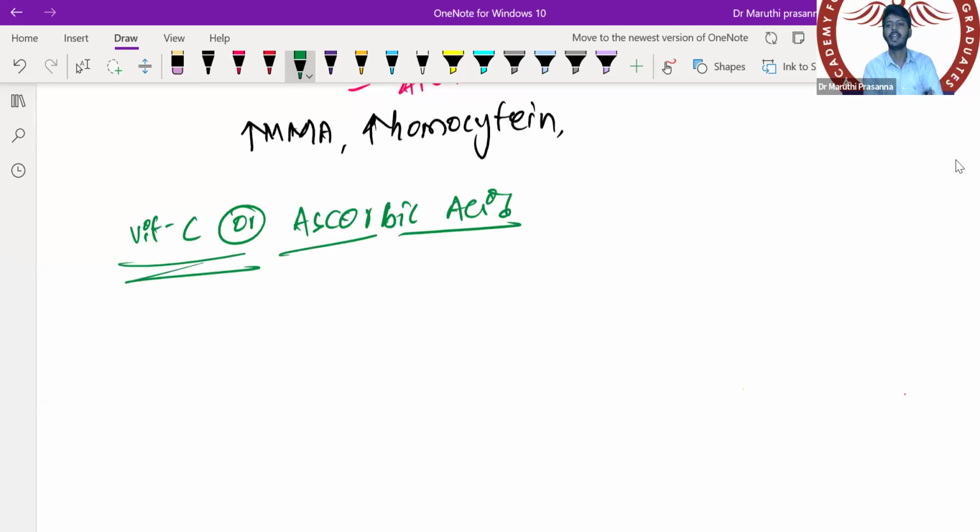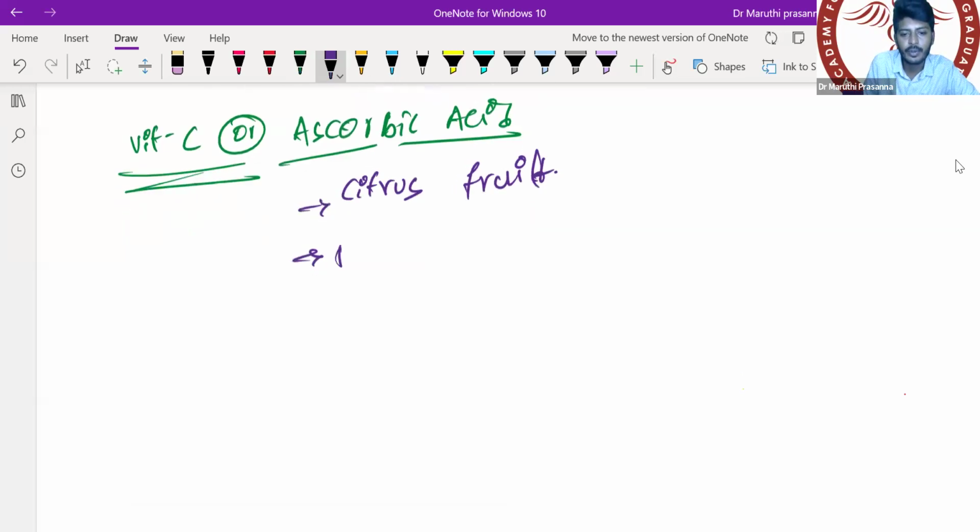Okay, ascorbic acid. When we are speaking of ascorbic acid, where is it found? In the citrus fruits. What is the function? It helps in the post-translational modification. What is that post-translational modification of which protein?